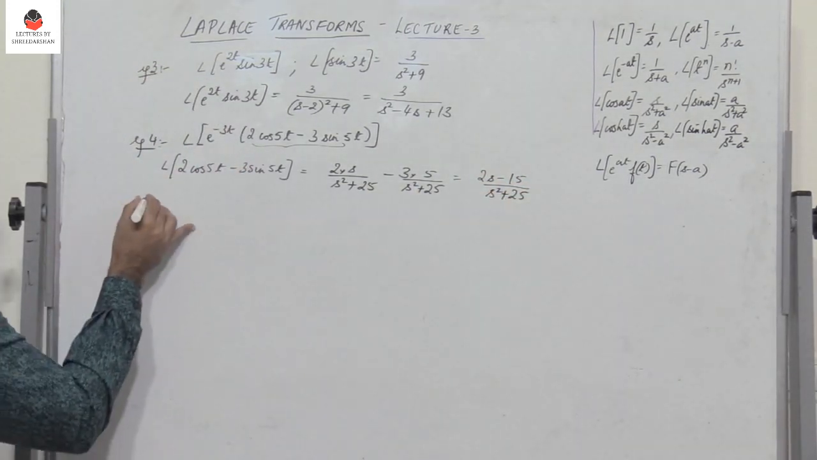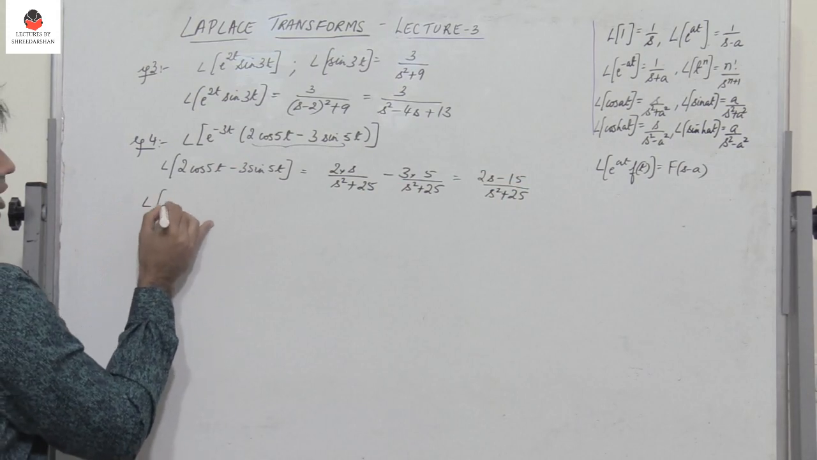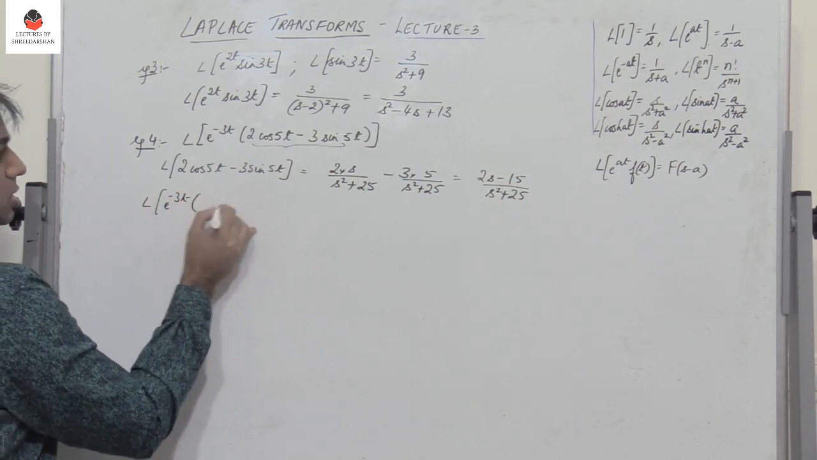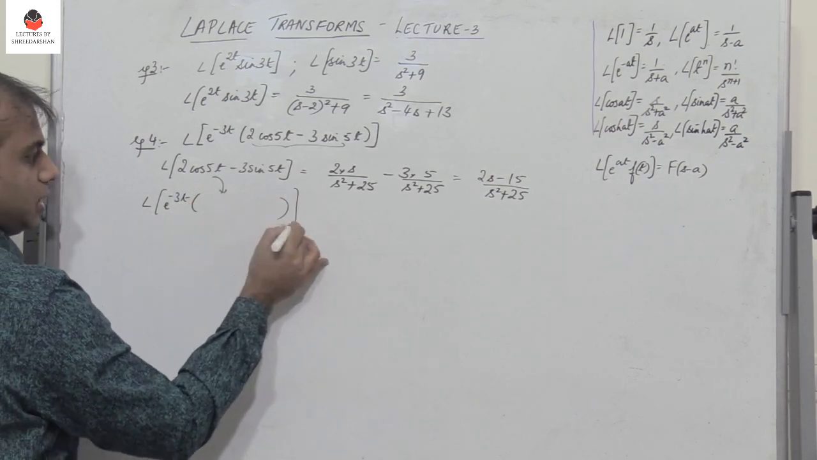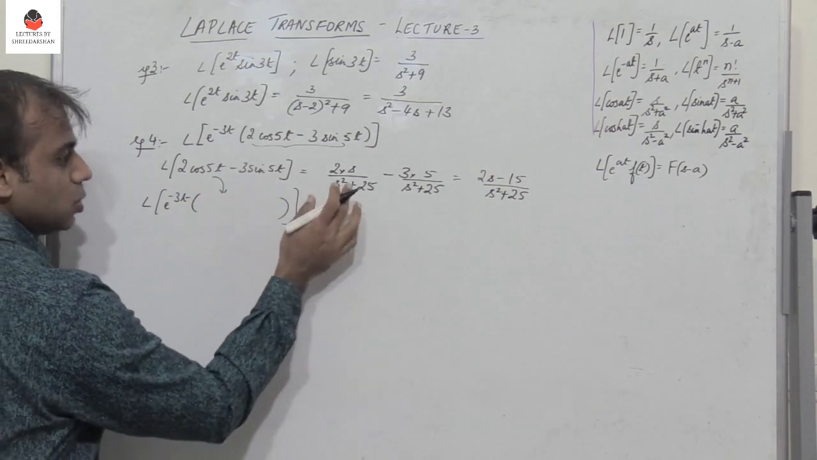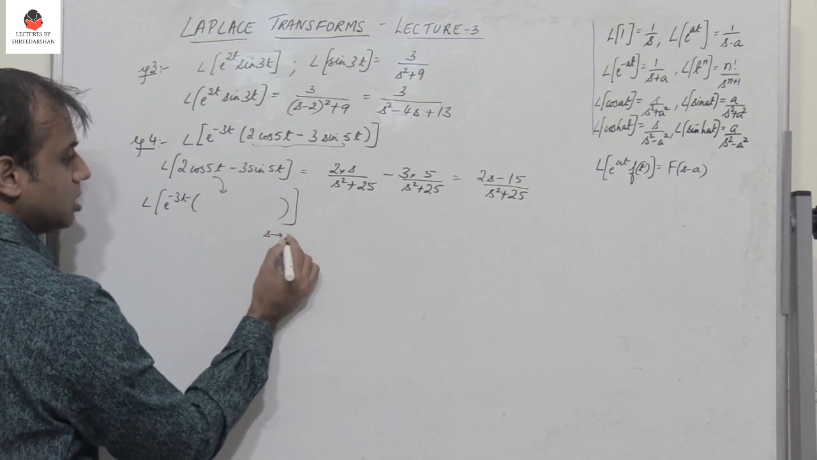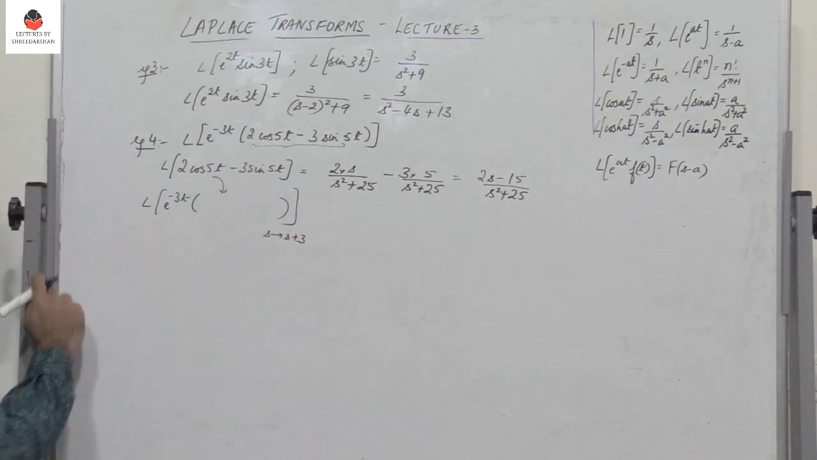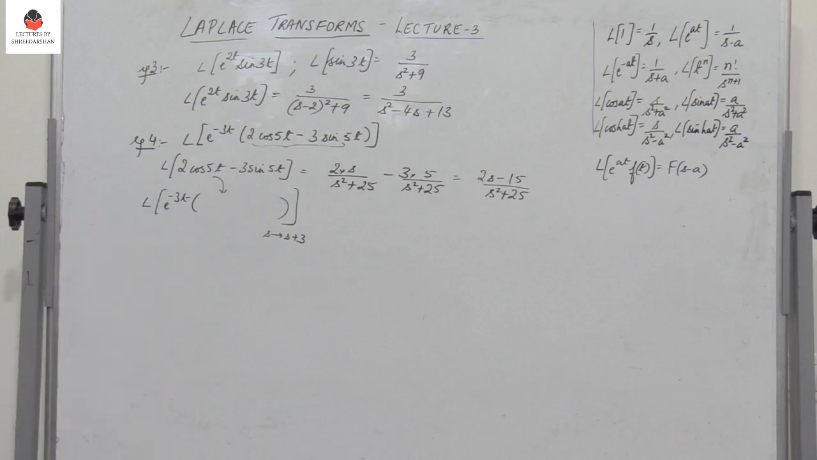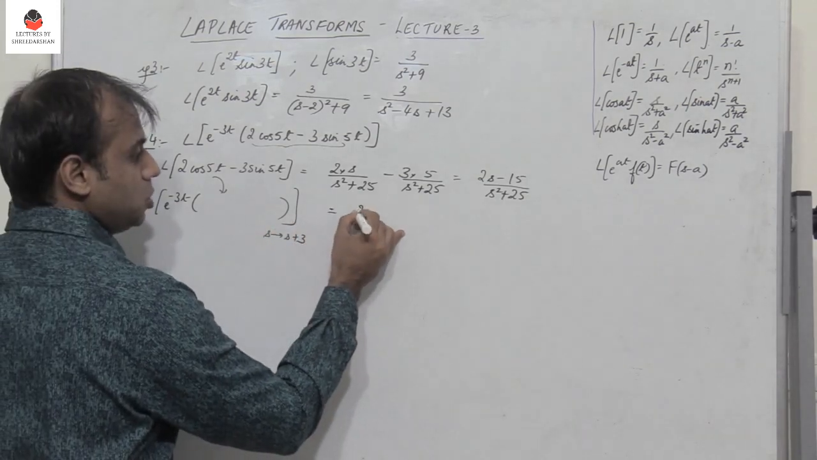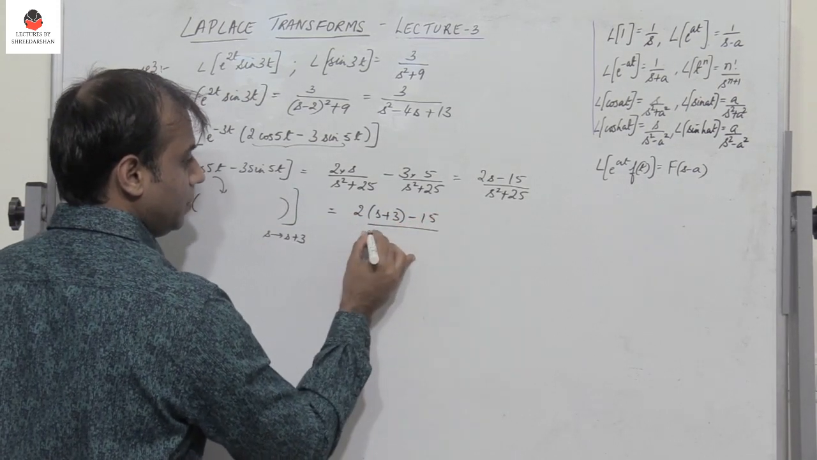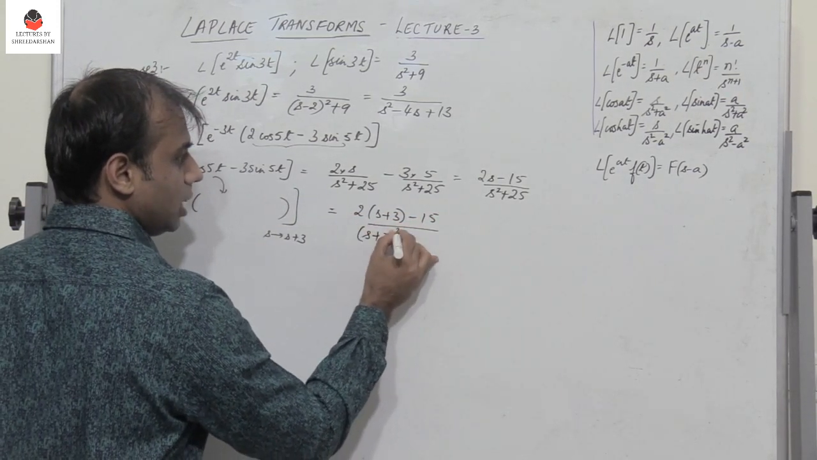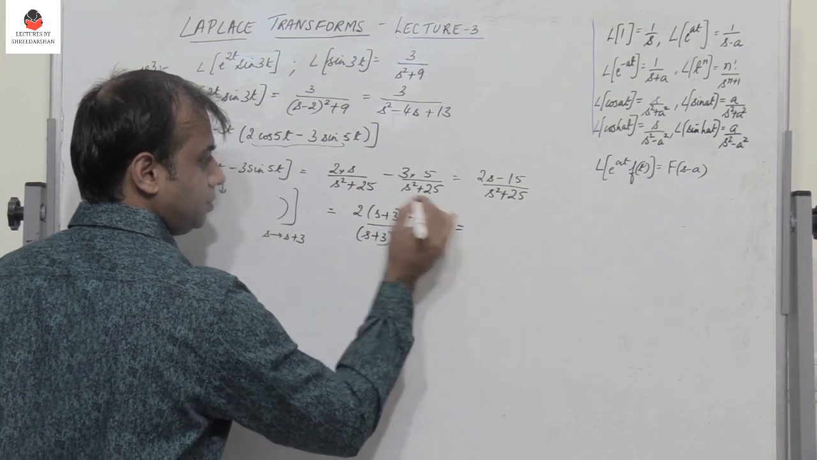So now we need to find the Laplace transform of e power minus 3t into 2 cos 5t minus 3 sin 5t. So what has to be done? Wherever s is there, you're going to replace it with s plus 3 because a is negative. That is, you have minus 3 here. So you have 2 into s plus 3 minus 15 divided by s plus 3 the whole square plus 25.